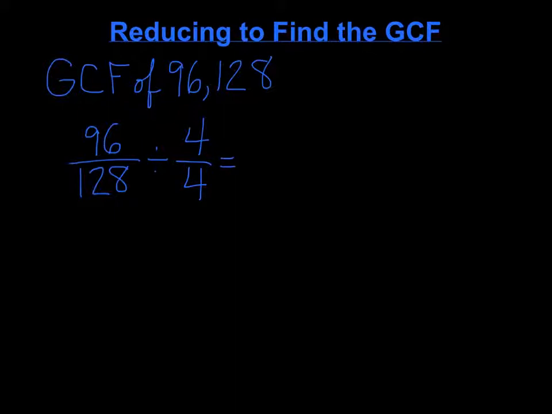96 divided by 4, well, that's one group of 4 under 100. So 100 divided by 4 would have been 25, so this must be 24. And then 128, we know 4 goes into 100 25 times, and then goes into 28 7 times. Well, 25 and 7 makes 32. Now, I know that I can divide by 4 over 4 again.